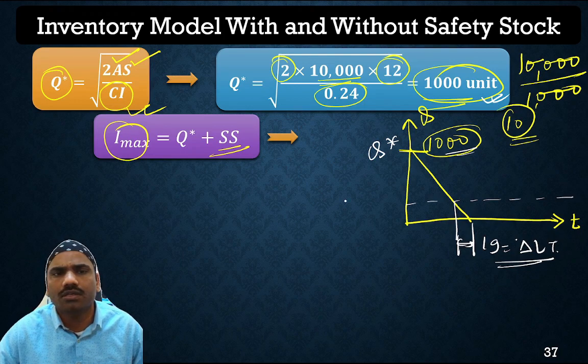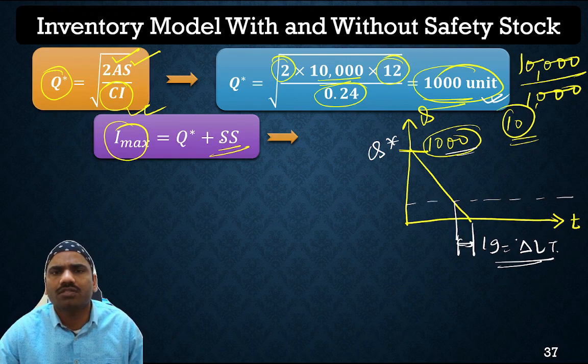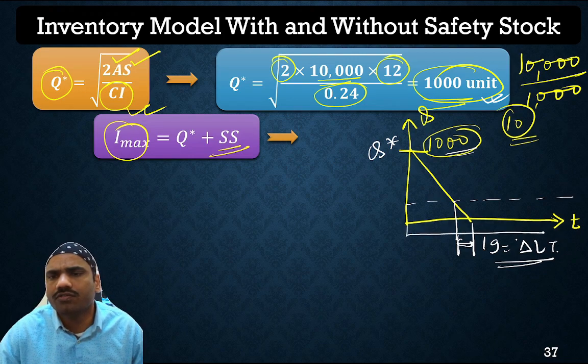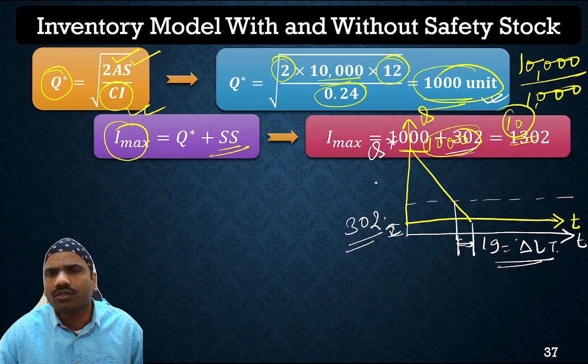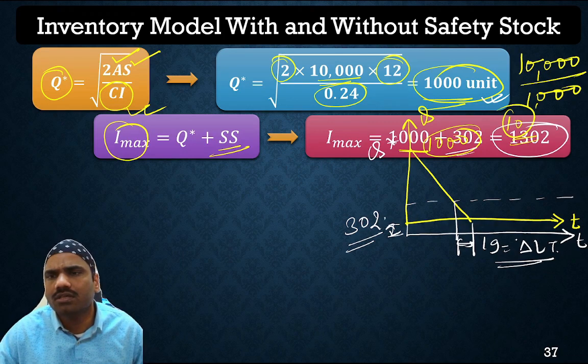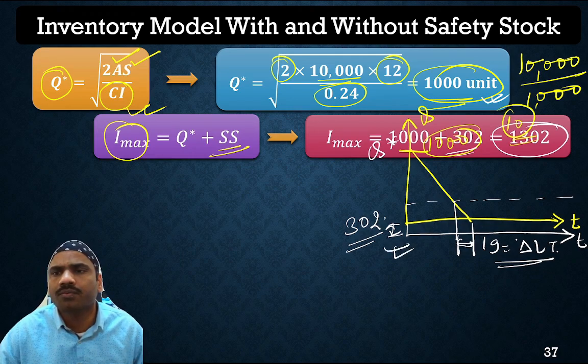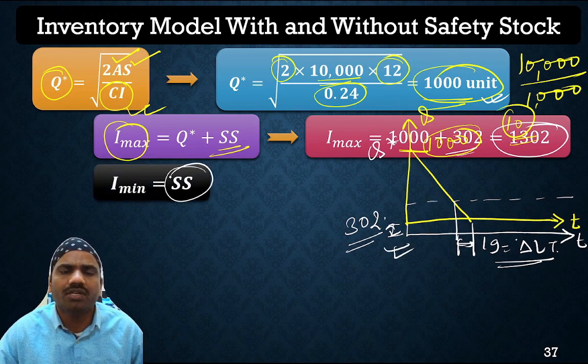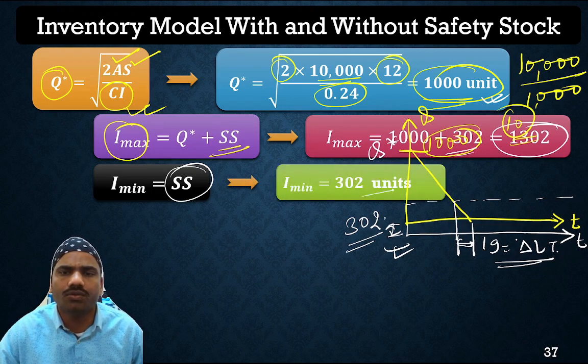So we are making one reorder level. We will see the maximum inventory here. How much is Q star plus SS? We also have safety stock, and the safety stock is 302. So a quantity of 302 will be the safety stock. So the maximum inventory will be EOQ plus safety stock, 1,000 plus 302, which is 1302. The minimum inventory will be the safety stock, and that will be 302 units.